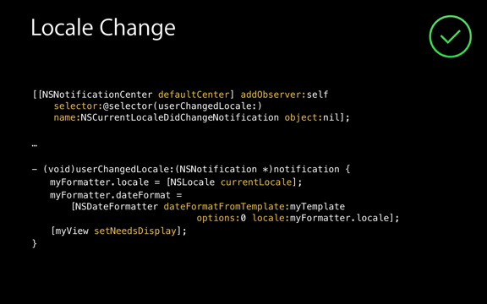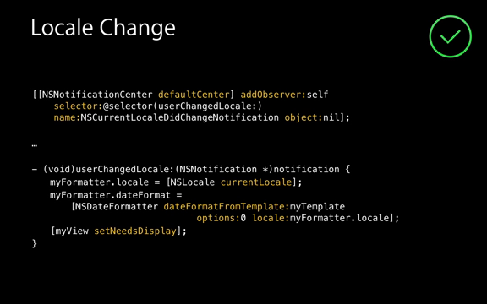So here's a very simple example. First, we set up a listener for the current locale to change notification. And when the user changes their preference, here's what we do. So assume there's a date formatter. The first thing I'm going to do is update the locale property with the new value of the current locale. Now again, if I'd set that locale property with the auto-updating current locale, I could skip this step.